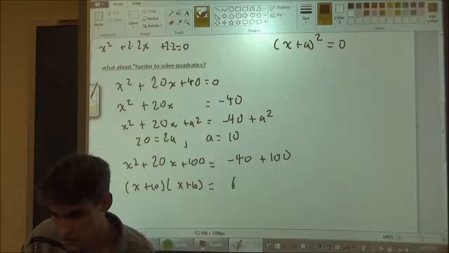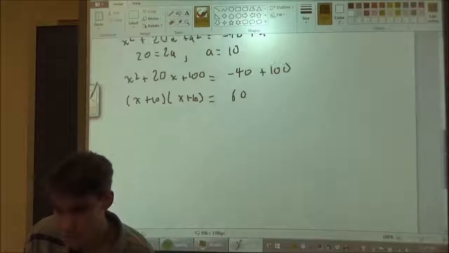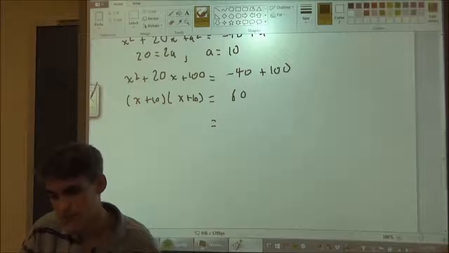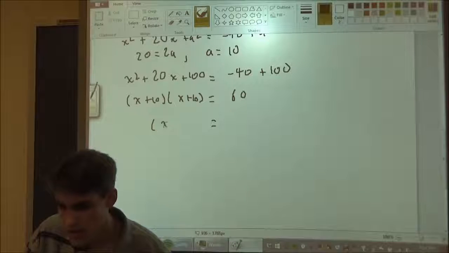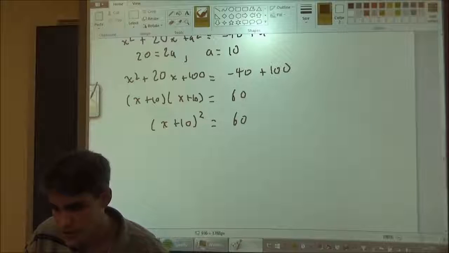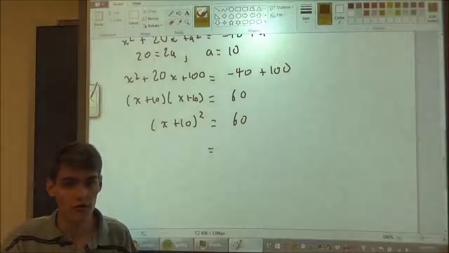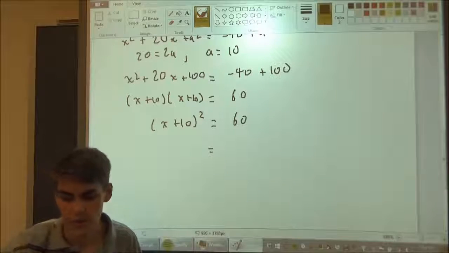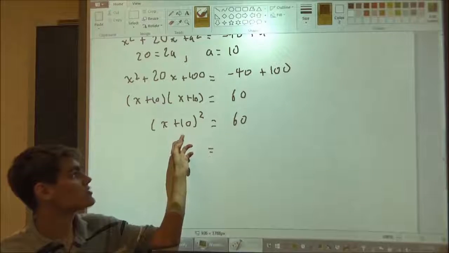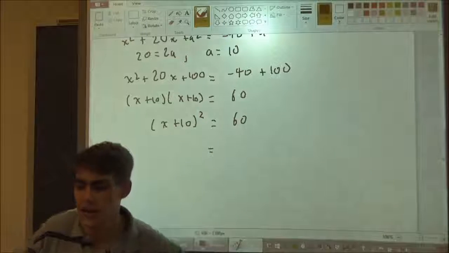Now, let's go ahead and solve this side too. 100 minus 40 is 60. They're just written in a different order. And then I can write this, right? Because it's an easy to solve quadratic. Now, from here, we can actually solve the quadratic because we have a something squared over on this side and then just a number on this side.